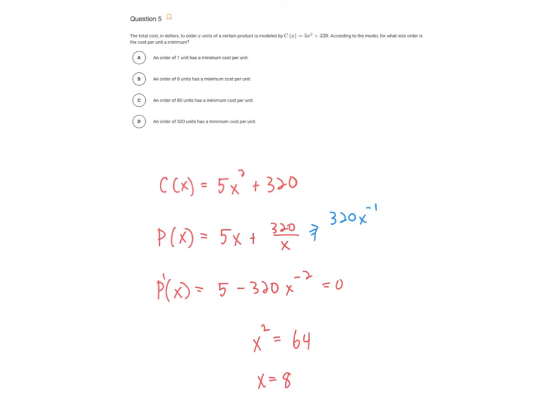Okay, remember from all that work that we did, we could actually test it. We could maybe do a number line test to make sure it's an actual minimum and not a maximum. But we know that this is going to be it, so it's always one of the critical points. Okay, so it's going to be B. An order of 8 units has a minimum cost per unit.